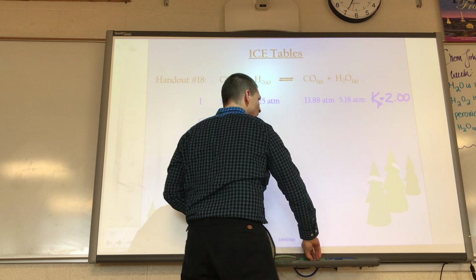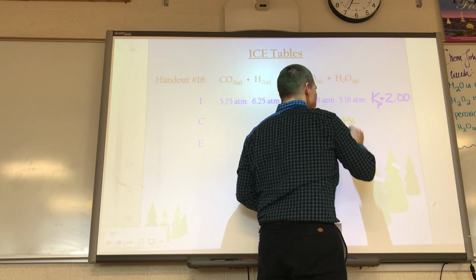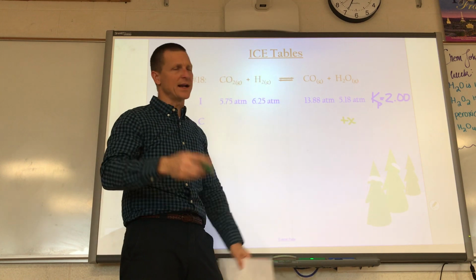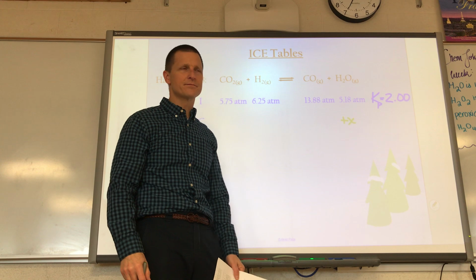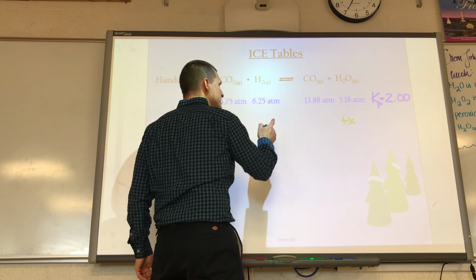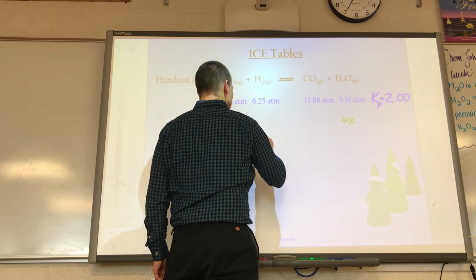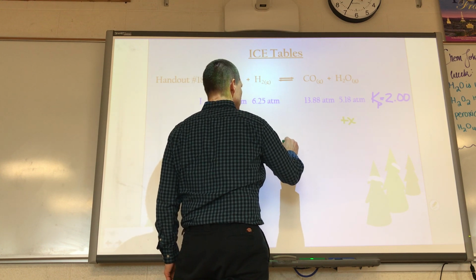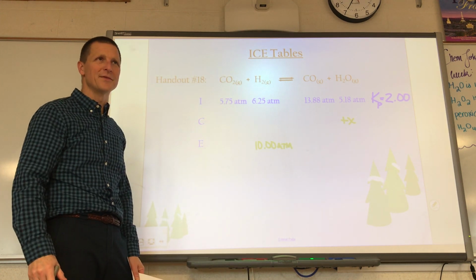I'm going to use a different color for this. Water gets added. The problem doesn't say how much water is added. I'm just going to call it some amount X. Maybe we'll be able to solve for it. The problem also says that the pressure of hydrogen gas goes up to 10 atmospheres. That's all I know from the problem.